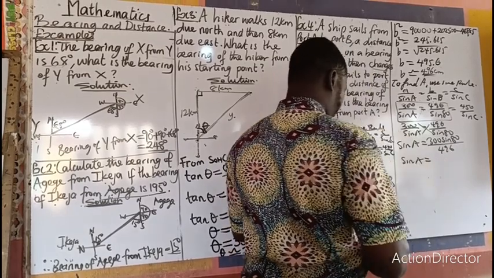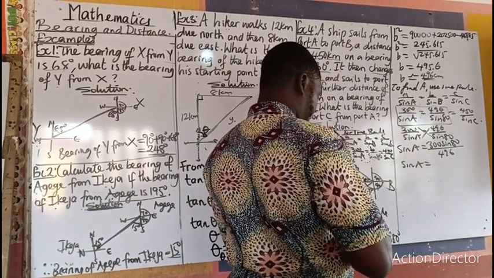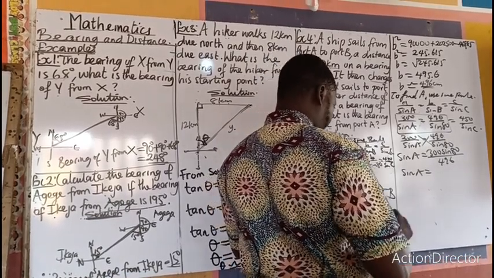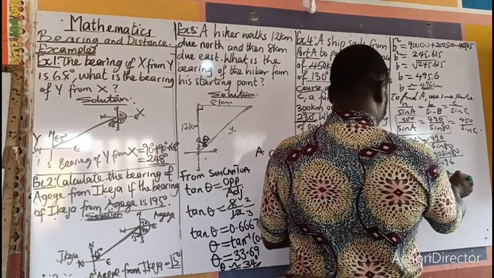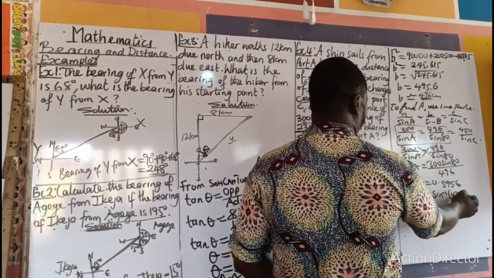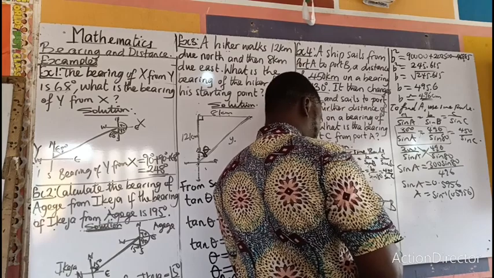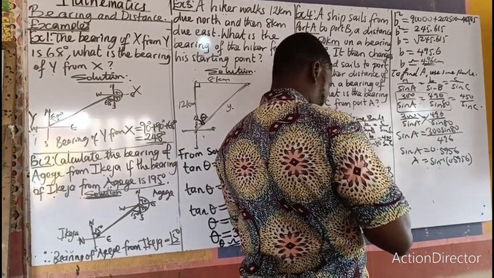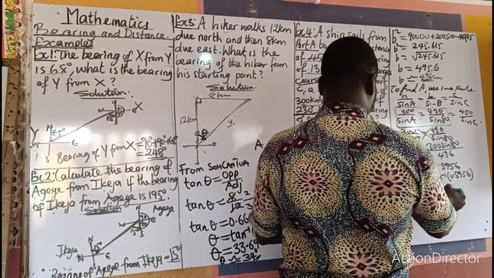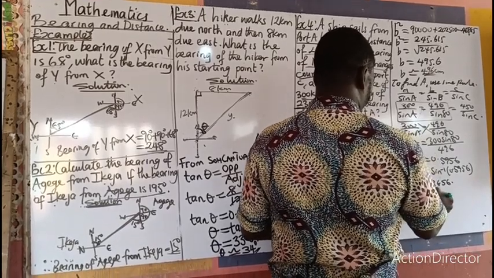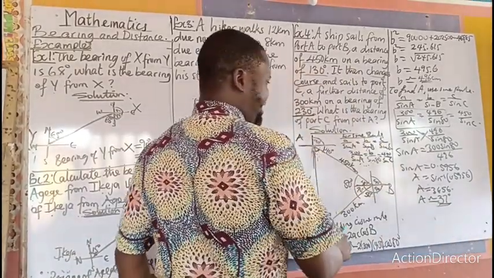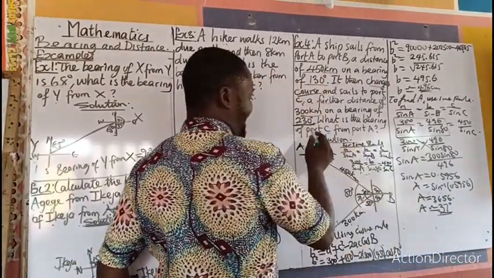Let's do that. We have 300 sine 80 divided by 496. What do we get? We get 0.5956. So A is equal to inverse sine 0.5956. Using the second function sine, that gives us 36.56. So that means A is approximately equal to 37 degrees.